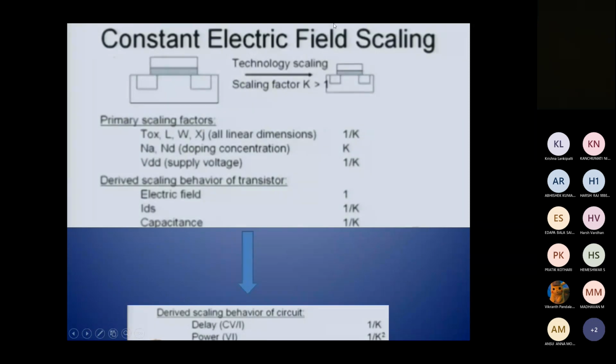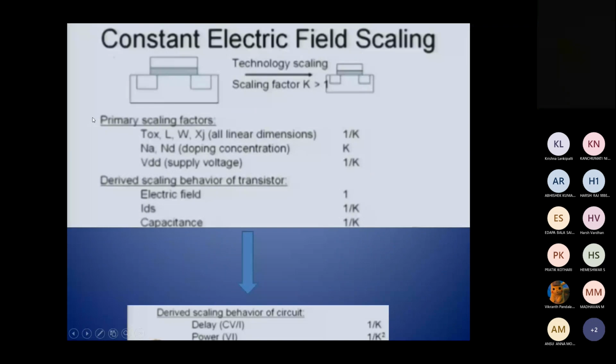So in constant electric field scaling we have to adopt some guidelines. Let's say K is a scaling factor. The value we take has to be greater than one. Okay, it has to be greater than one. If this is the case, how can we scale the MOS devices? There are some primary scaling factors.